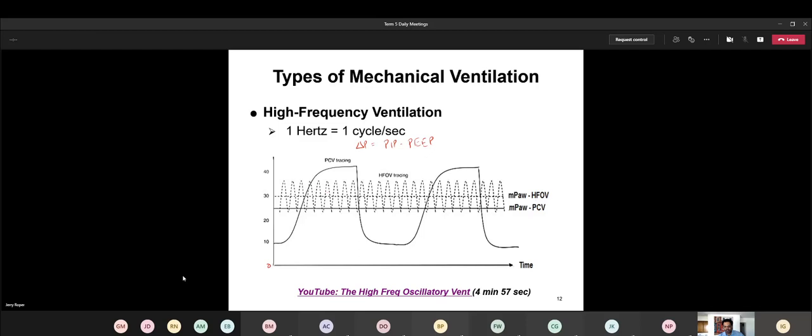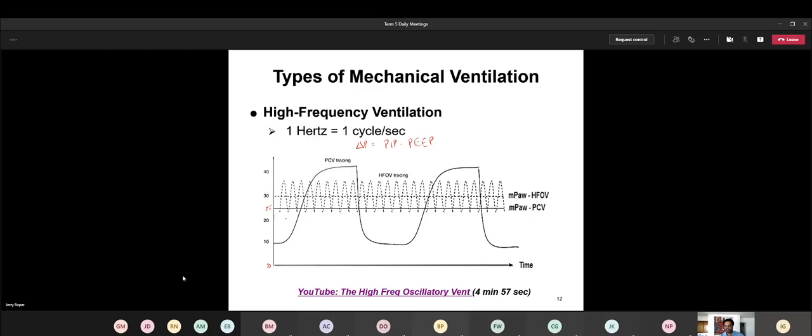Now, the graph here is, again, look at how your baseline pressure is. There's no PEEP per se when it comes to high frequency ventilation. So you're not setting like a PEEP of 5 or a PEEP of 10. It's really going to be all dependent on just overall mean airway pressure. So mean airway pressure, first of all, for the conventional ventilator, looks to be about 25.